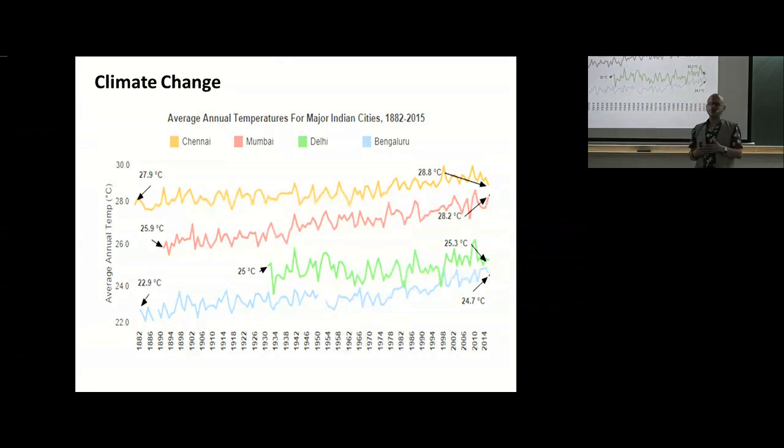Right? Why do we need that? Basically because we want to understand where we are going, what the future is about to bring. So looking back in time tells you how sensitive our climate is to some of the changes we make. Okay?